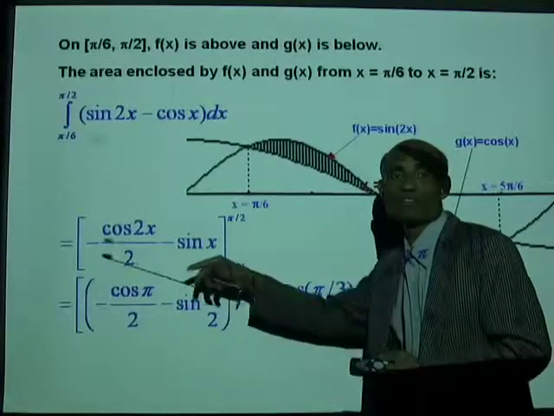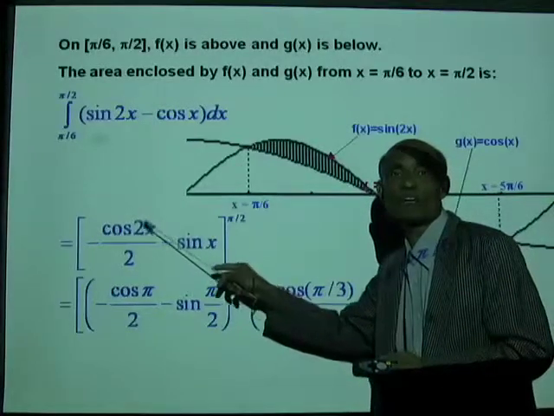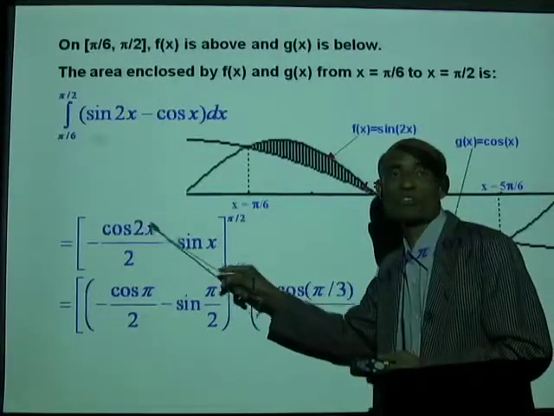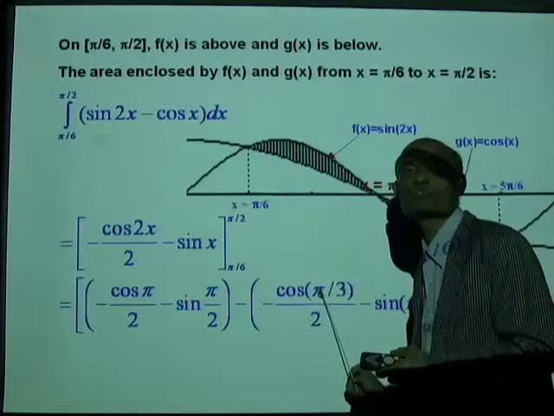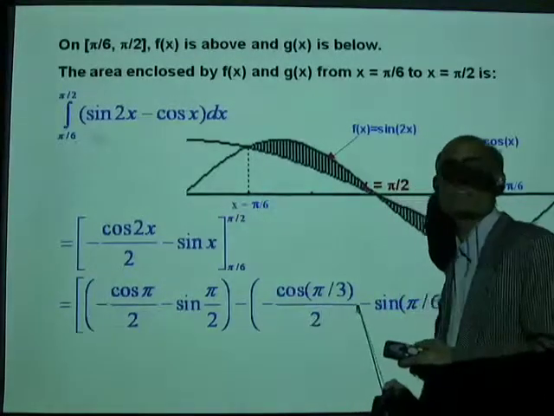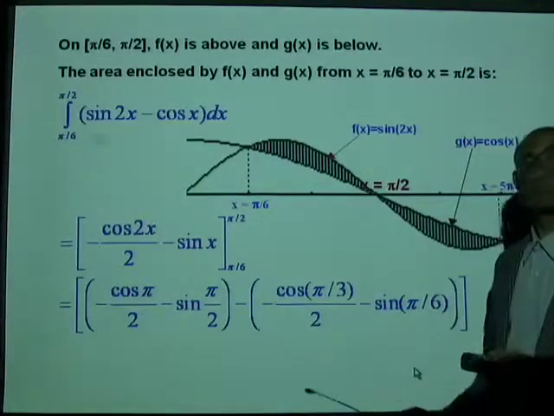Minus, now for the lower limit. Negative, that is this negative, cos of, replace x by pi by 6. 2 times pi by 6 is pi by 3. Cos pi by 3 divided by 2 minus sine pi by 6.